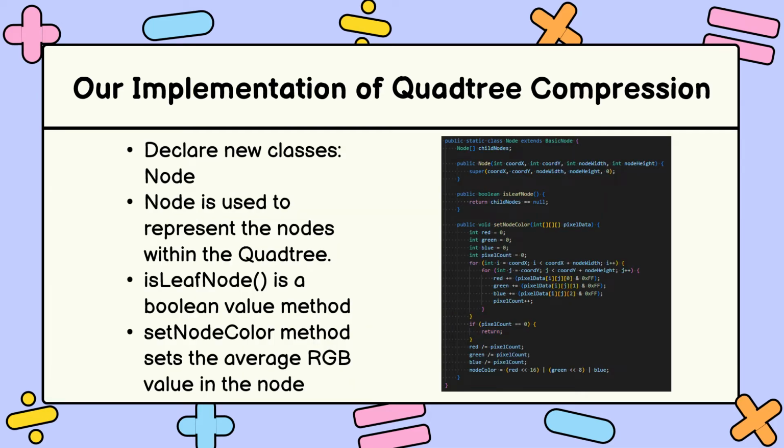Next, Node is a class that extends BasicNode and is used to represent the actual nodes within the quadtree. We have a method called isLeafNode, a Boolean method to tell the encoder whether it is a leaf node or not. Then, the second method in this class is setNodeColor, which sets the average RGB value of the node.